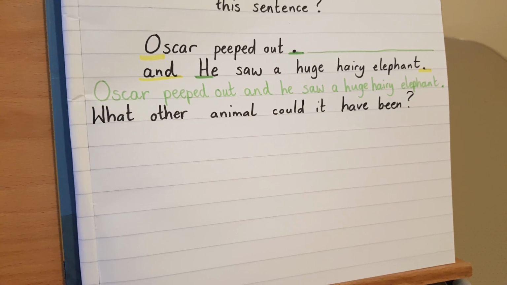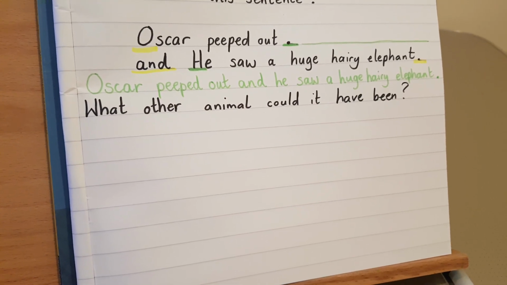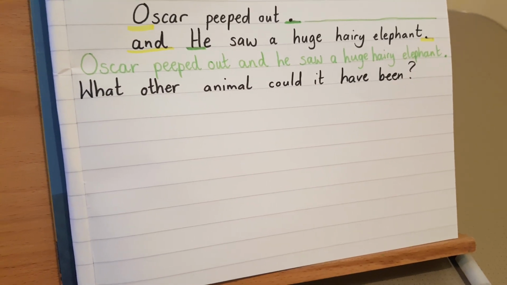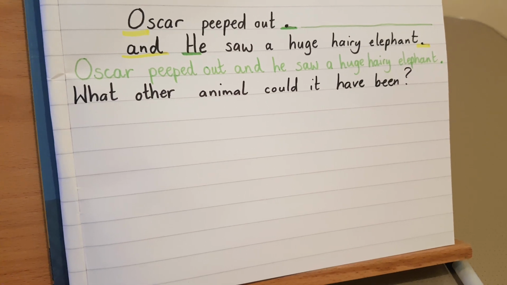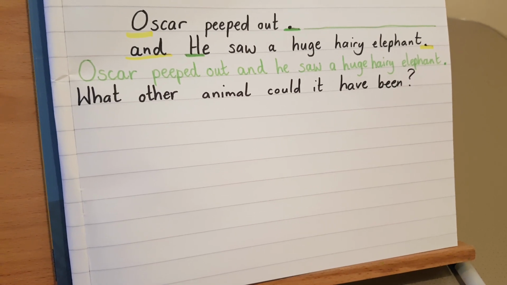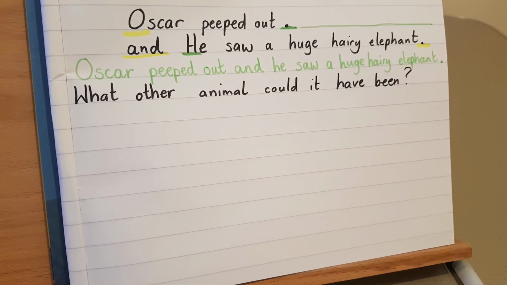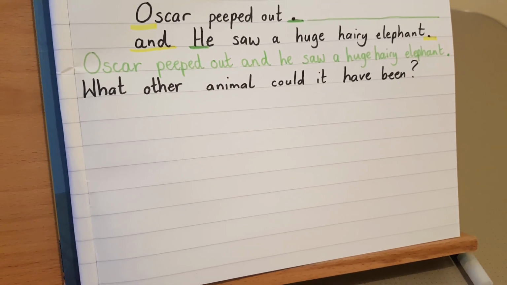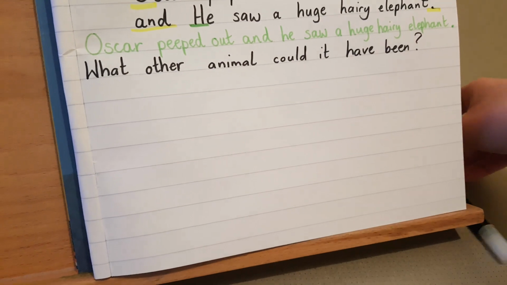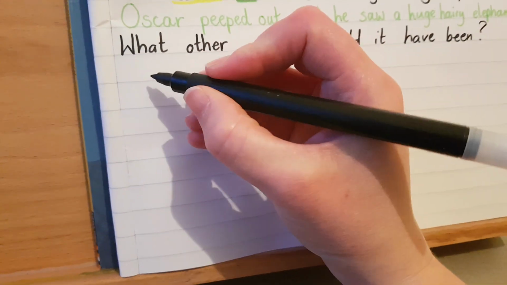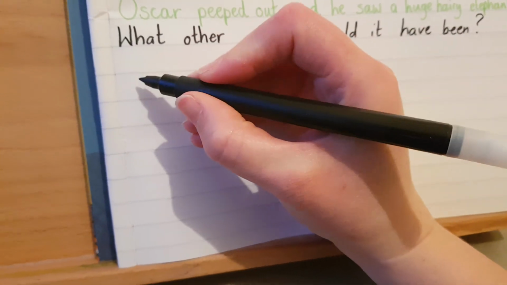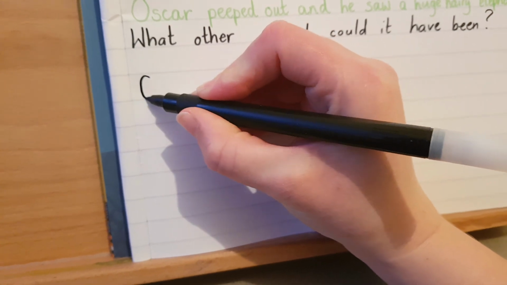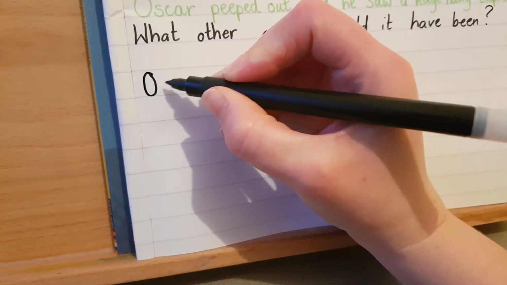We've got two clauses there. Oscar peeped out. He saw an enormous black gorilla. And we're joining those two clauses together with the word and. So let's have a go at writing it. Oscar peeped out, making sure I've got my capital.